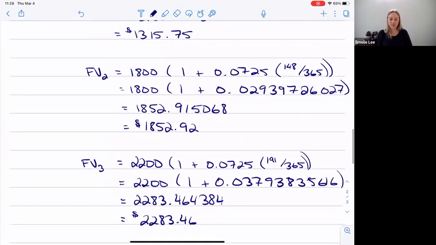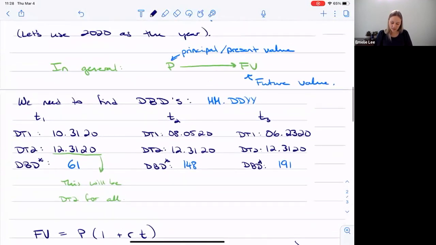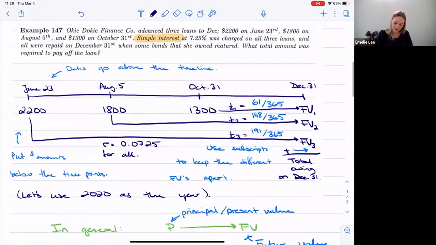So now we need to go back and check our timeline, but maybe also check the question itself, right? Because the timeline is supposed to reflect what we're supposed to do to answer the question. But also just make sure what total amount was required to pay off the loan. Well, that's going to be future value 1 plus future value 2 plus future value 3, which is what we've shown here by showing a little addition and then the total owing on December 31st. So for the total owing, I'm going to show just adding those up, and then I'm just going to plug in what I found.